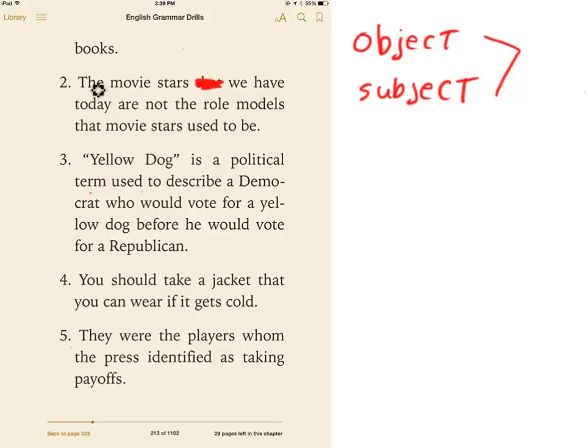The movie stars we have today, well, that sure makes sense. I can say it without that, can't I? So I can get rid of it. That must be an object. Okay. Object. I can say it without the word.